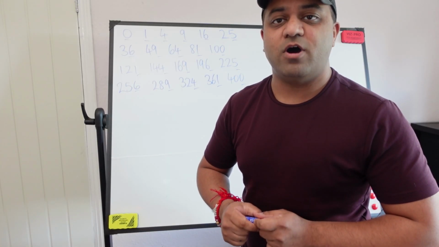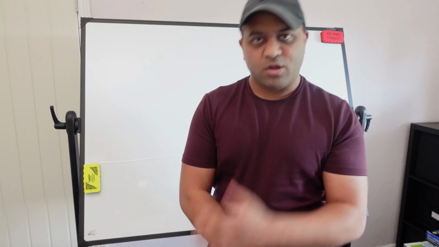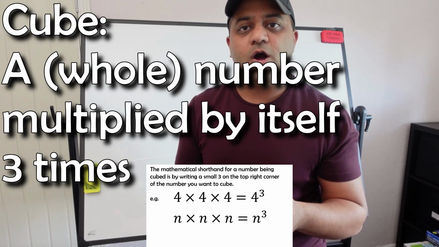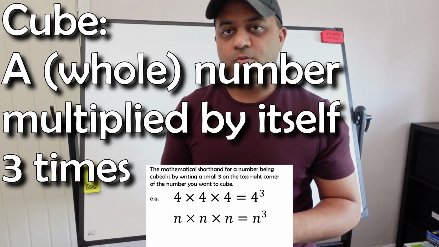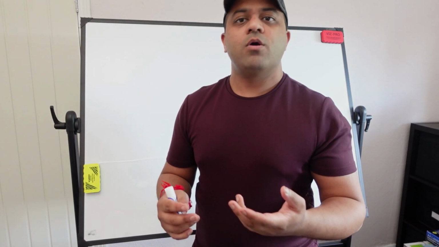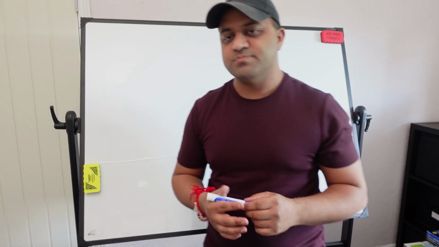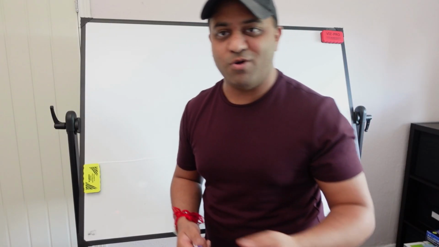Alright, let's move on to cube numbers now. What's a cube number? A cube number is simply a number created from a whole number multiplied by itself 3 times in a row. So for instance, 1 times 1 times 1 is 1. That's 1 cubed. Now what's the smallest cube number? Is it 1? Well, if you were paying attention earlier, you'll know it's 0. 0 times 0 times 0. So we're going to start with that.